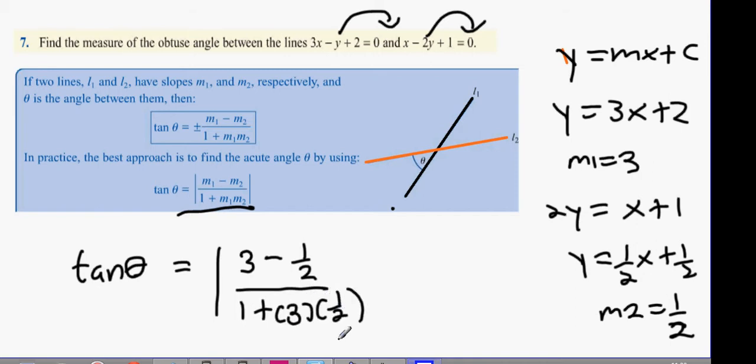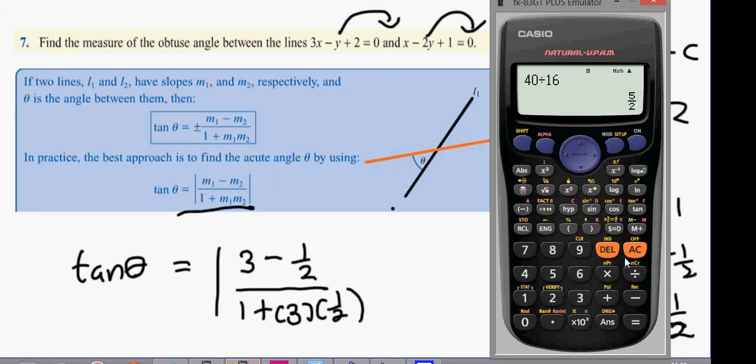Now, no point messing around with that too much. What we're going to do right away is go straight into the calculator with 3 minus a half, which is 3 minus 0.5, and then 1 plus 3 times a half, which is 3 multiplied by 0.5. Close it. And the answer is 1.